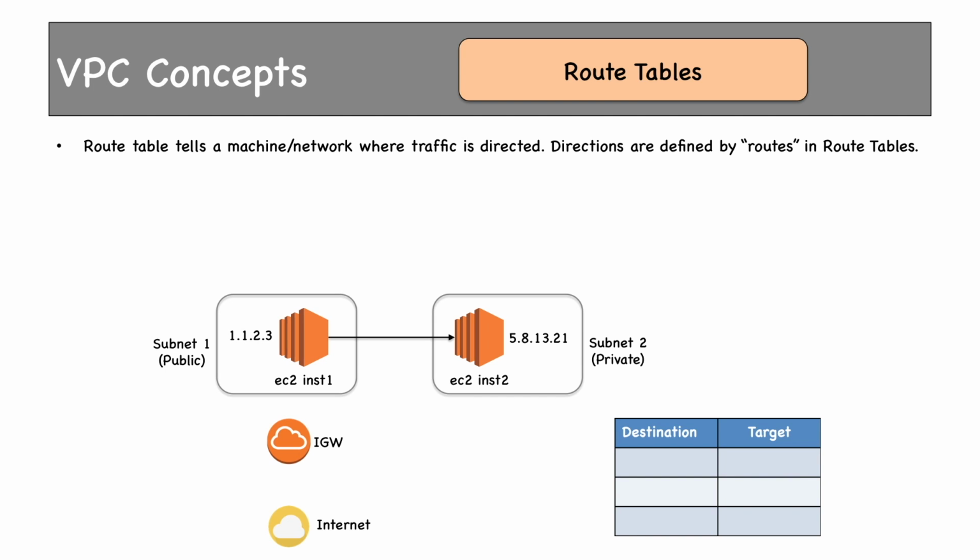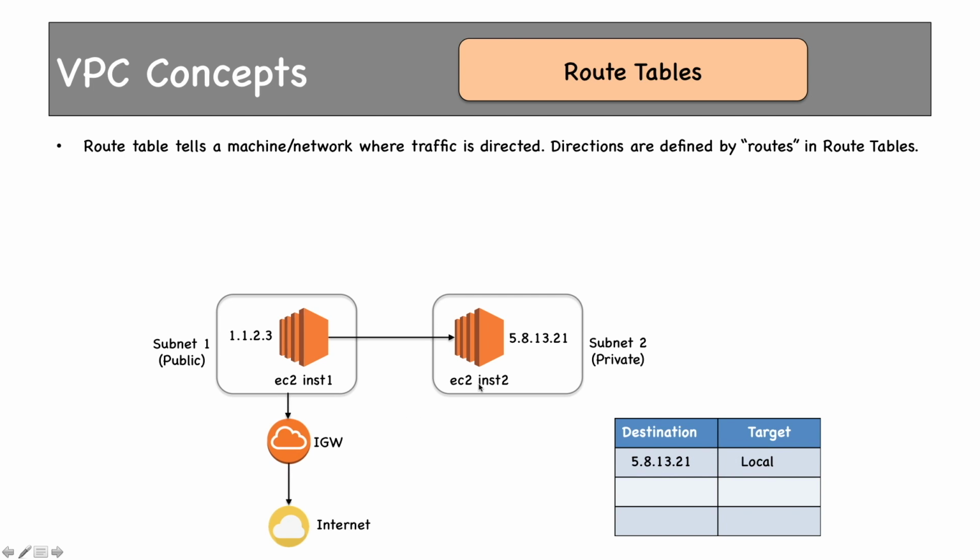As in my case, to go to New York, I had to land at Mumbai airport. So my target would be the airport or the flight where I'll board. Here, target has a value local, which means to go to 5, 8, 13, 21, traffic would have to go to the local router, which is in the same VPC.